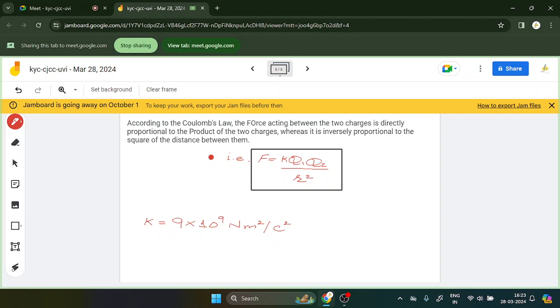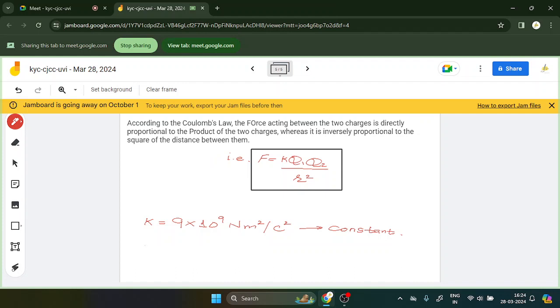Per Coulomb square. Newton meter square per Coulomb square. This is for the value of K. K is actually fixed. So it's a constant. You can say that K is a constant.